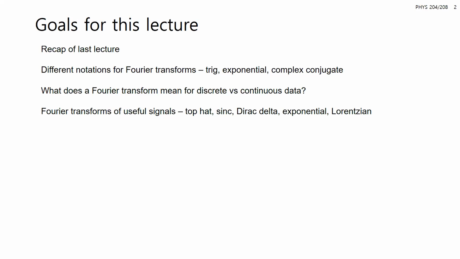And then lastly, we'll be going over useful signals and what their Fourier transform is. And this is really useful. In lab 2, you'll be going over this, but it's useful just as a physicist or an engineer. If you have a signal, what would you expect to see? If you see something different in the frequency domain, you can try to understand what the discrepancy is. So we'll be going over that.